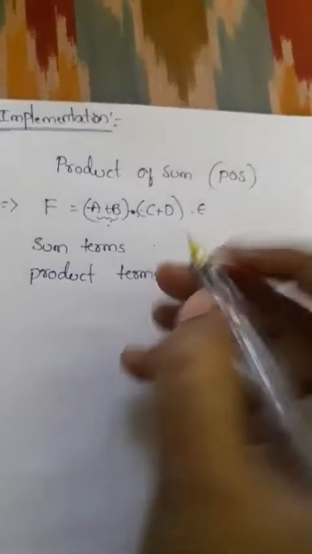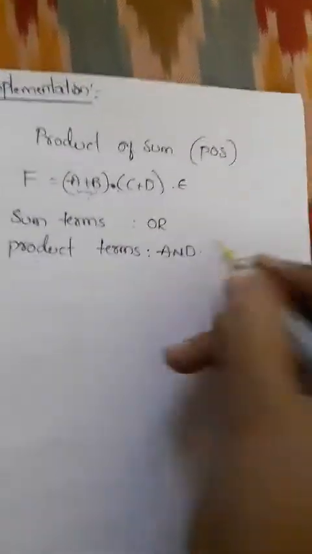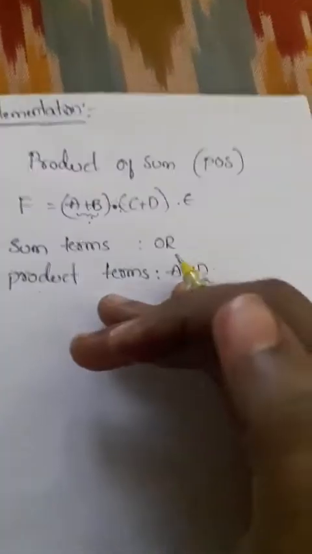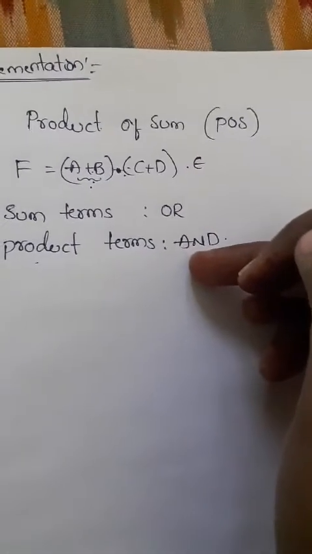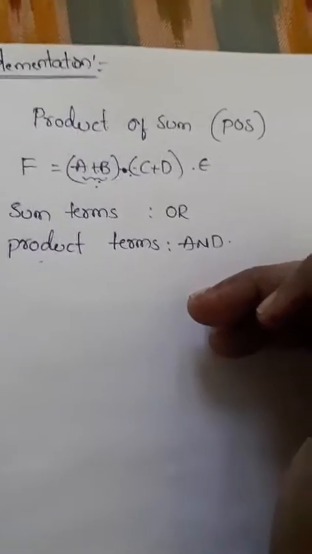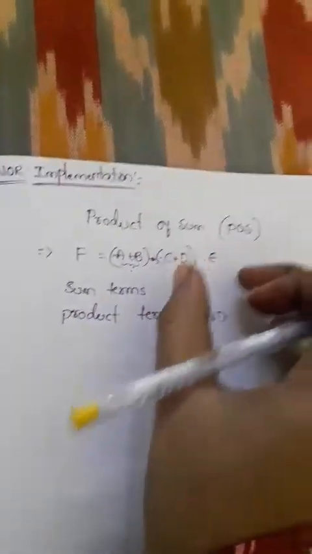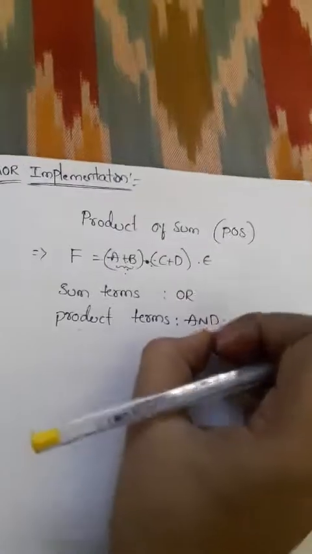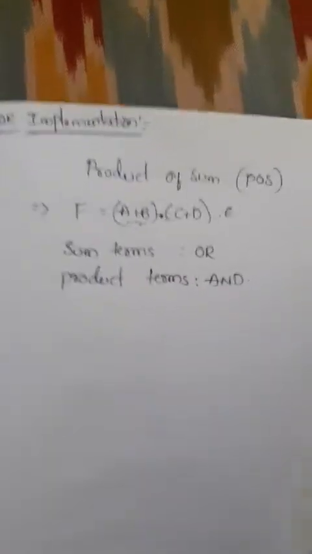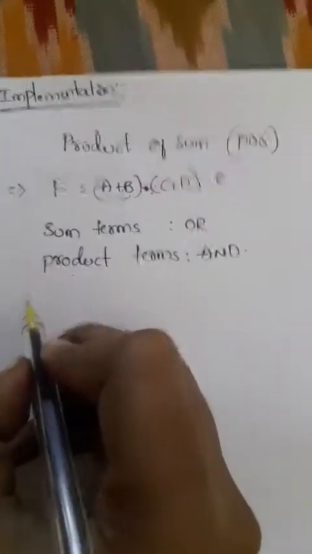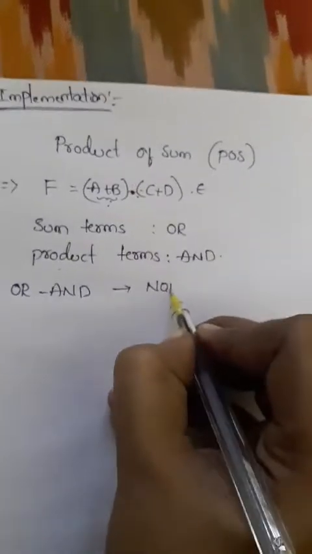How do we define sum terms? By using the OR operator, right? Product terms we define by using the AND operator. So this POS expression specifies a group of OR gates for the sum terms, followed by AND gates to produce the product terms. In this NOR implementation, the OR and AND operators in the expression will be completely converted to NOR gates.